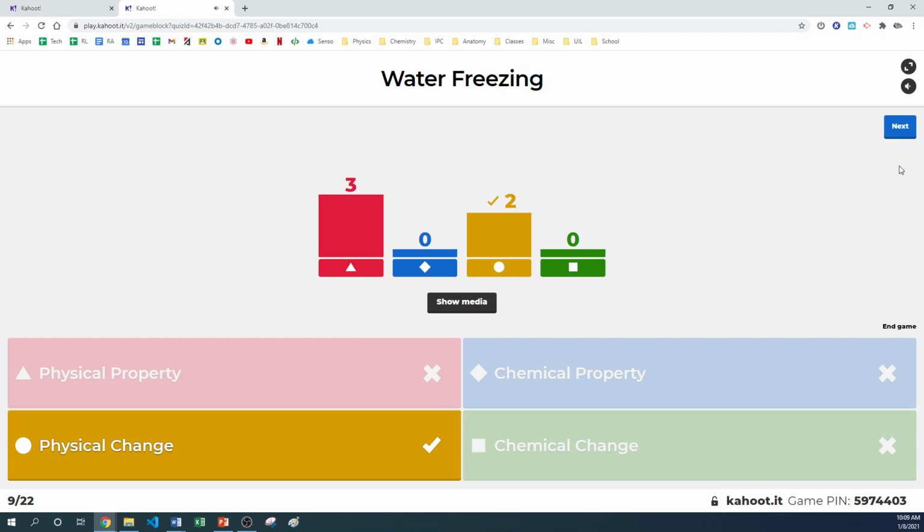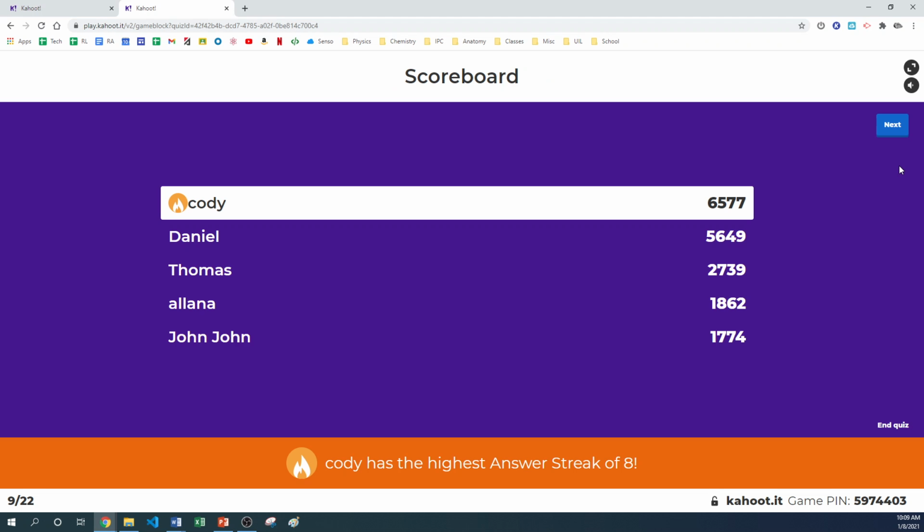Water freezing. So ing again, verb. Something's changing. It's going from liquid water to frozen water. So something's changing, so it's a change. But it's still water.